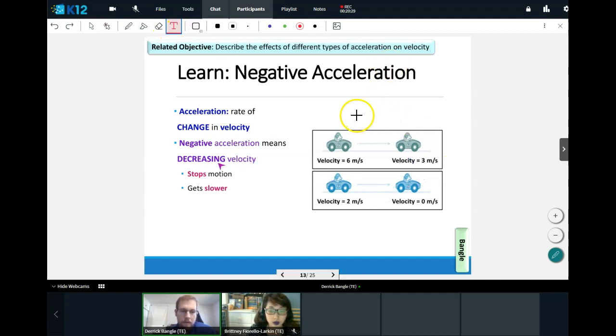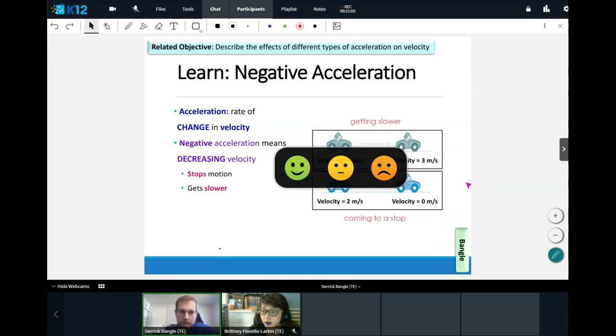So either, remember, velocity means speed or direction. So you could be stopping your motion, going slower, but it also could mean, as we might explain later, that you might just be reversing your velocity in the opposite direction, meaning you're having a negative acceleration. But usually what we're talking about with negative acceleration is that you are slowing down or coming to a stop, as we can see with our car going from an initial velocity of 6 down to 3, and then from 2 to 0.